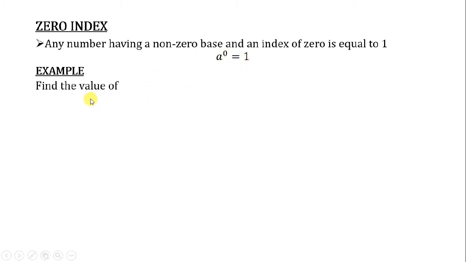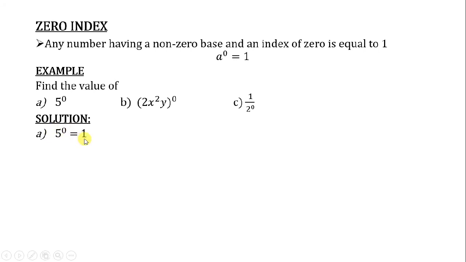Find the value of the first one, 5 to the power 0. Any base, whether you have a 5 here, a 6, a 7, 8, 9, 10, whatever number, as long as the power is 0, it is equal to 1. So 5 to the power 0 is equal to 1.